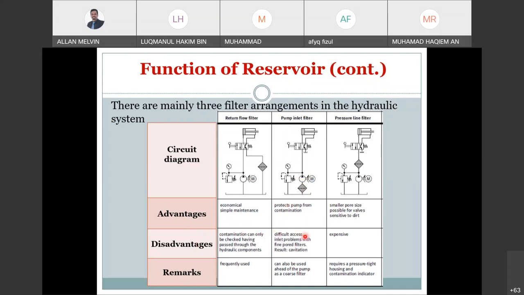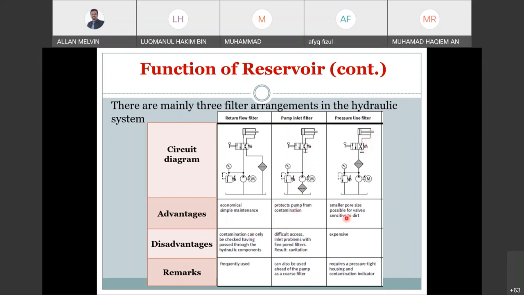So disadvantage: difficult access, inlet problem with fine pore filter, resulting in cavitation. Cavitation, I think we studied it in thermofluids. The filter is usually attached to your tank, so one thing is you have to open the reservoir tank, and the reservoir tank is also difficult to maintain, because the oil will spill. So many things, so difficult to access, and it can cause cavitation. Cavitation is some kind of damage to your filter. Okay, it can also be used ahead of the pump as a coarse filter. This system is still used, although it's not so popular.